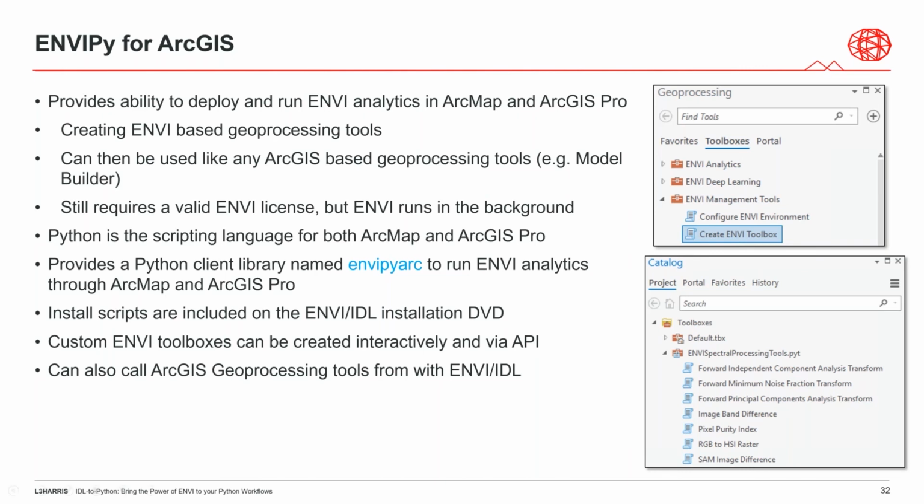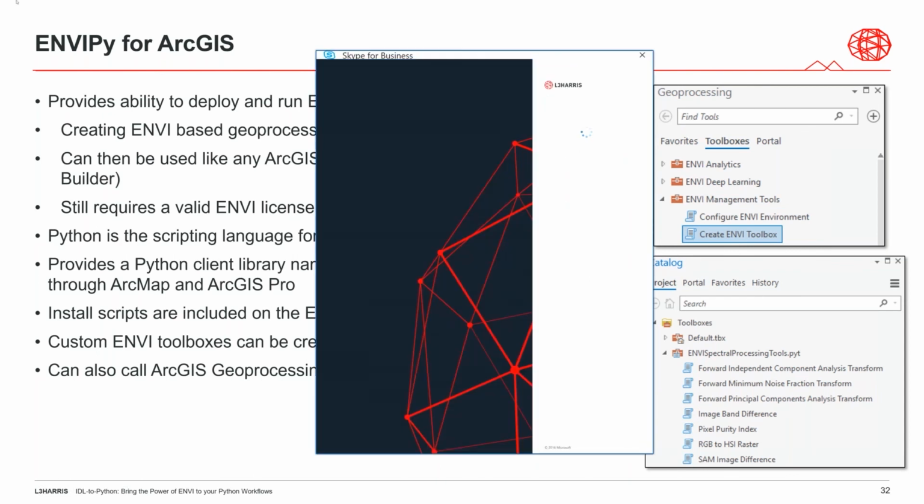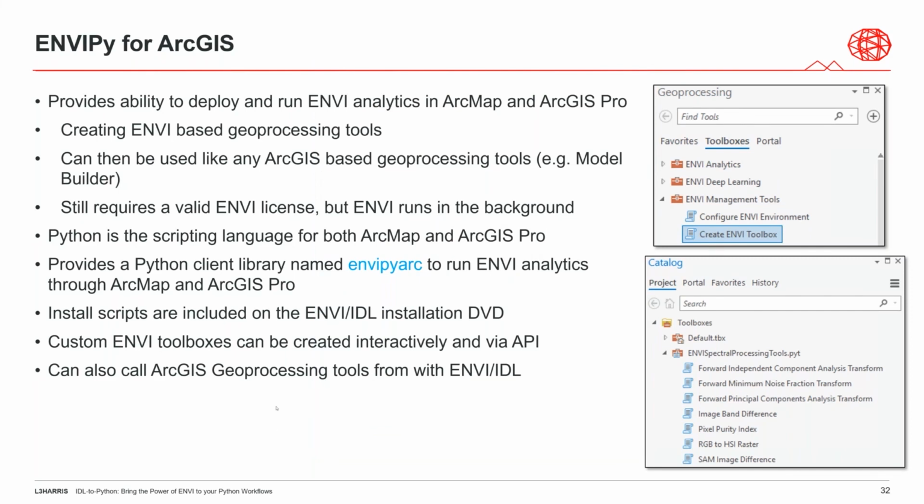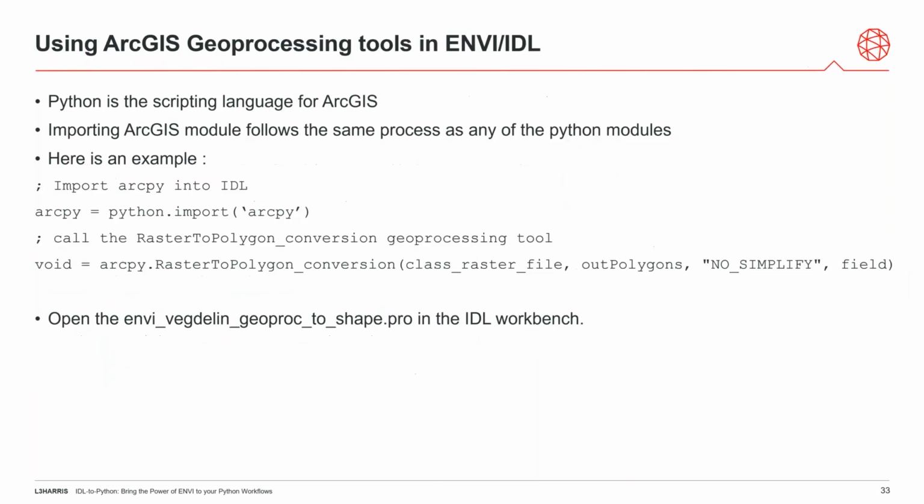So what I wanted to show though is all the ENVI stuff going into Arc. I want to use some of the Arc stuff in ENVI. How do I do that? So this is what we're going to try, to pull ArcGIS stuff into ENVI. So here's an example of how to do that.